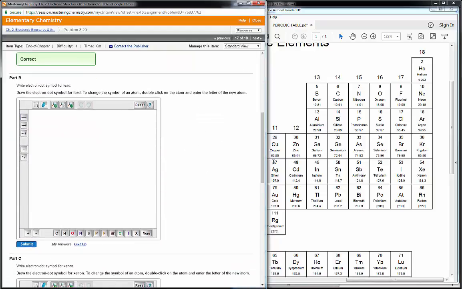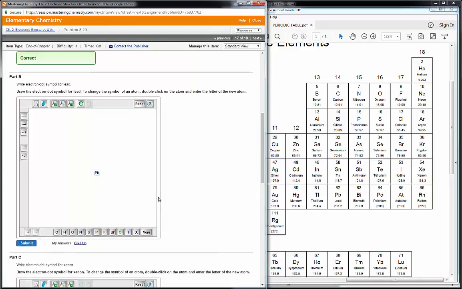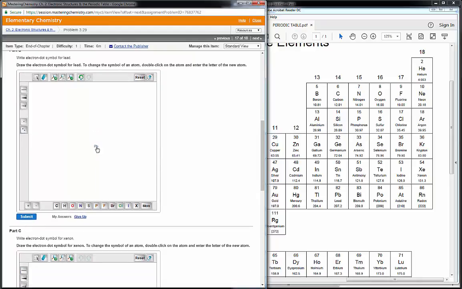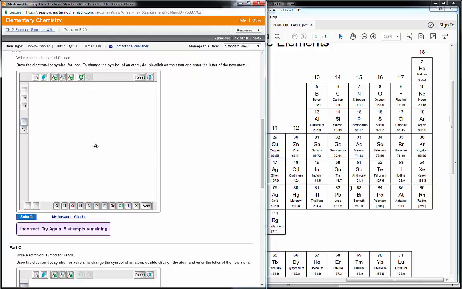Do it for lead. Lead is Pb right here, and it has 6. Again, there is no Pb, but we can make it lead and give it 2, 4, 6. Oh, can't do it like that, right? 2 of those are going to be unpaired. There we are. I'm sorry, it's in group 4. Excuse me. There we are.